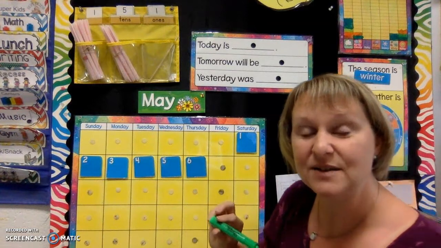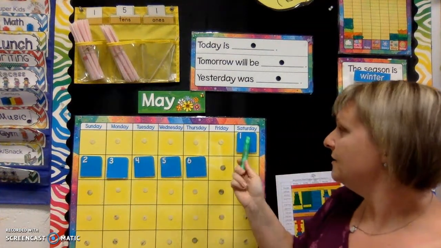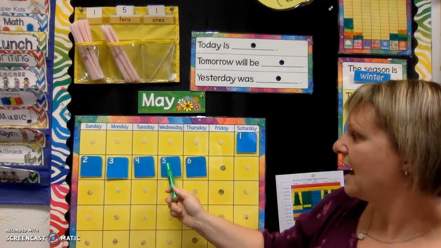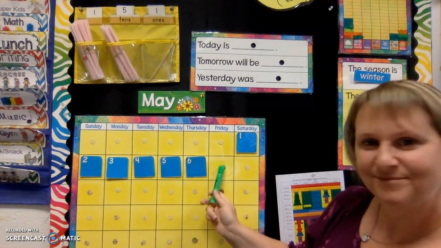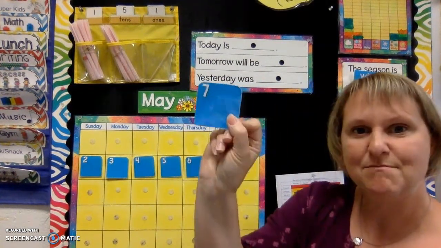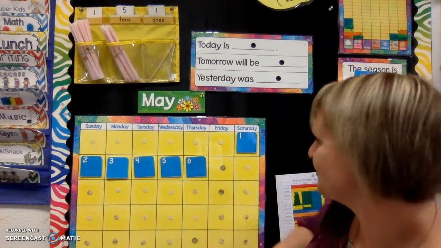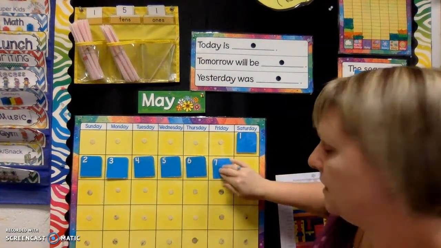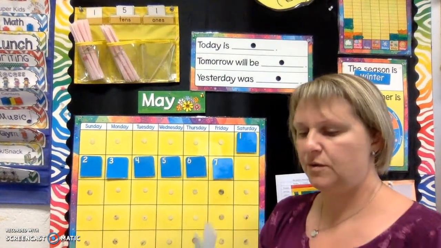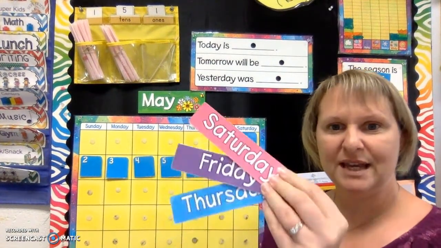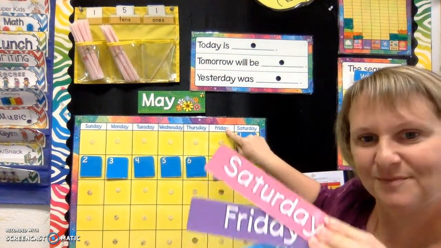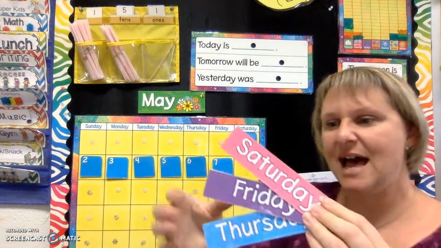All right, let's count. See what today is. 1, 2, 3, 4, 5, 6, 7. Good job. It is May 7th. All righty, now, everyone look. What day of the week is it today? Today is Friday.